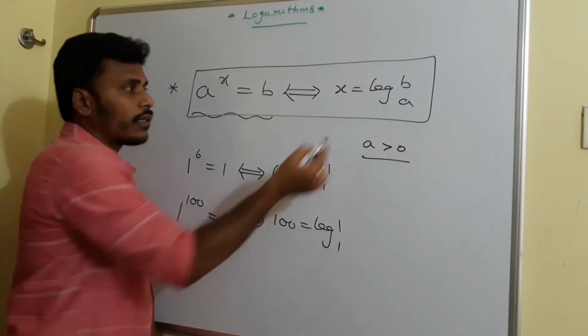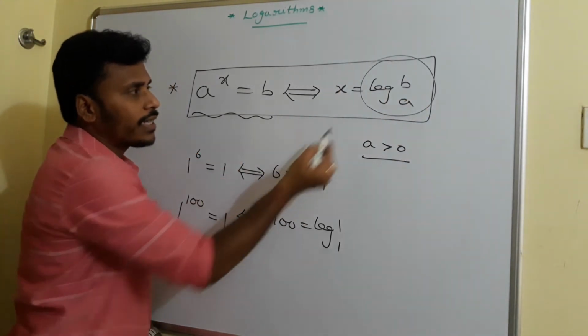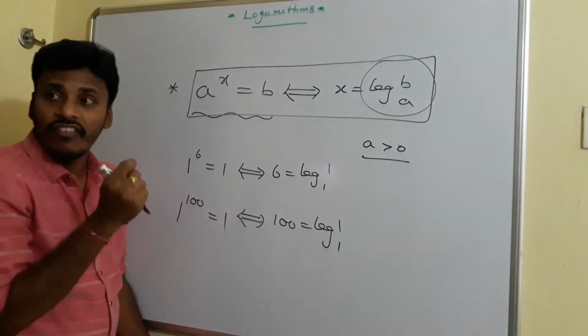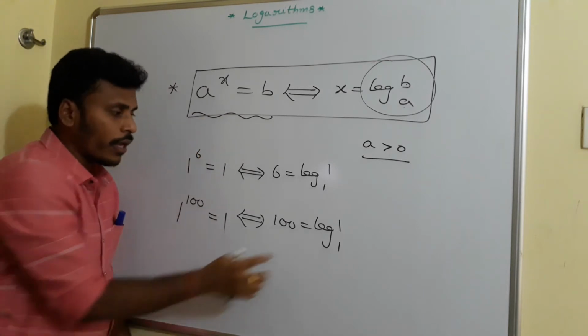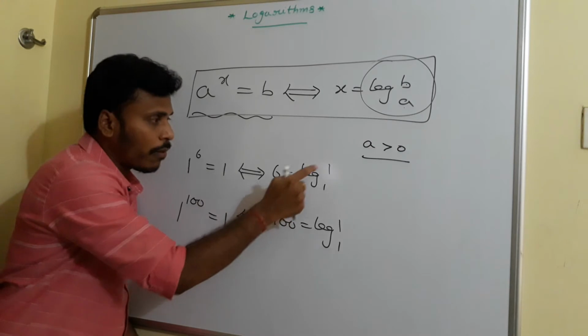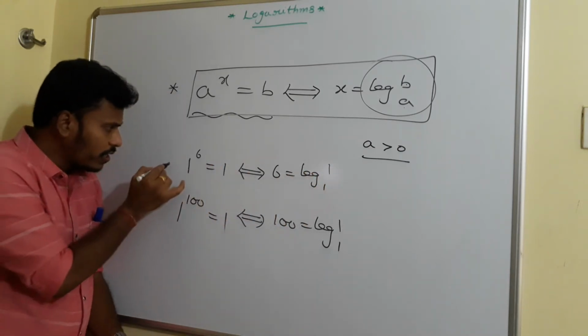See, in this logarithm of b base a, you need to read it as logarithm of b to the base a. The way of reading is logarithm of b to the base a, right? Now, logarithm of 1 to the base 1 is 100 and logarithm of 1 to the base 1 is 6.